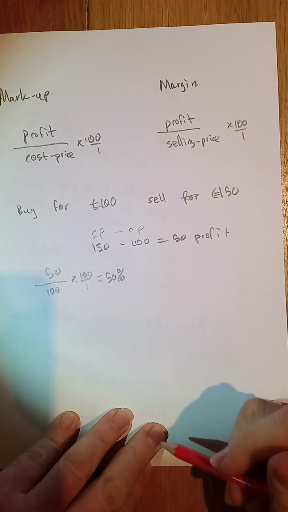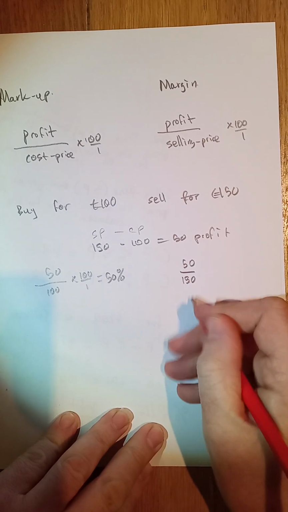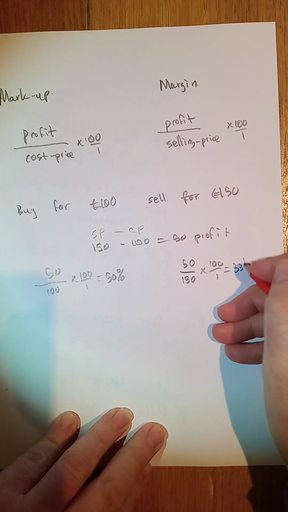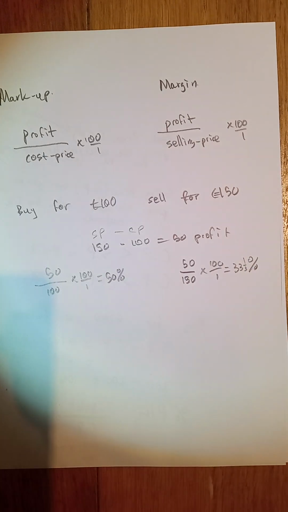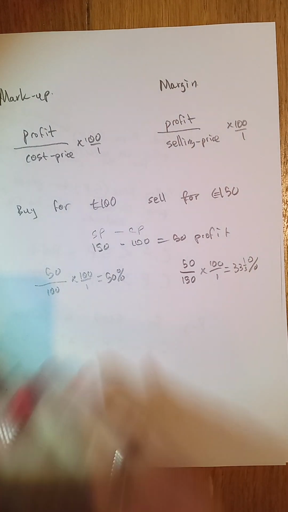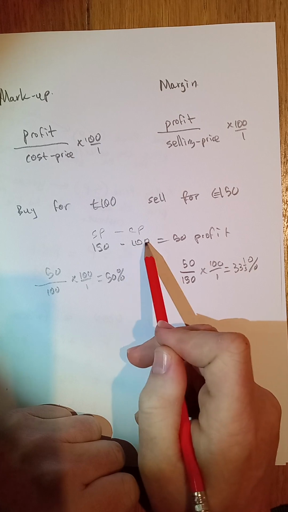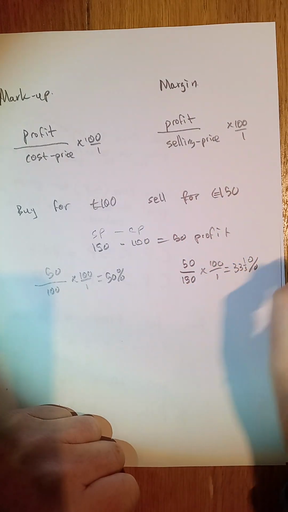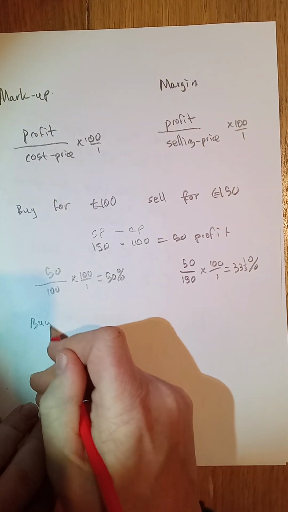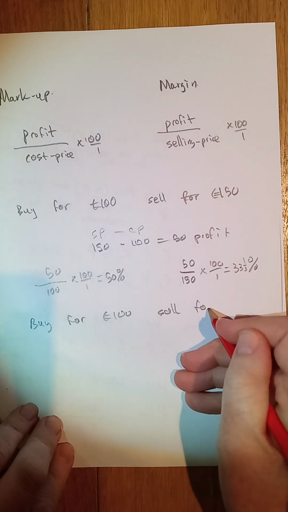Now, I'm going to do the same with the margin. I'm going to take my 50 euro, put it over 150 euro and multiply it by 100 over 1. And I get 33 and a third percent. So my margin was only 33.3%. Okay, so now I'm going to do the same thing, but nothing's going to change with my cost price. I still bought it for 100 euro, but this time I'm going to sell for 160.